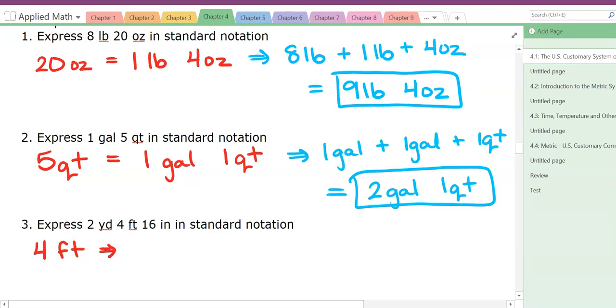4 feet would have how many full yards in it? 1, because there's 3 feet in a yard. So I've got 1 full yard, and then 1 foot left over. 4 minus that 3 would be 1. How could I rewrite 16 inches? Good, 1 foot and 4 inches.